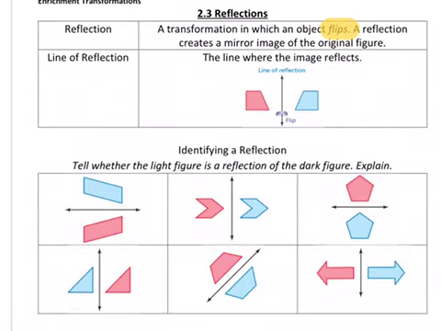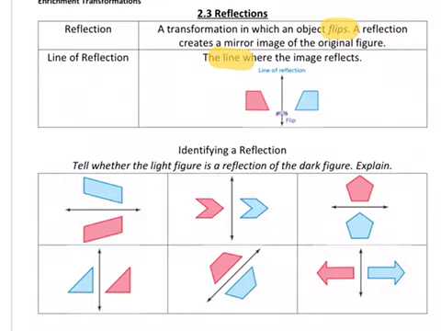The image of the original figure is the exact same size and shape, which means they're congruent or identical. The line of reflection is the line where the image reflects, and we'll work more with that when we're graphing, but that's just the line in which it reflects. It could be the y-axis, the x-axis, it could be other lines on a graph when we get to that, but that's just where that mirror image happens.